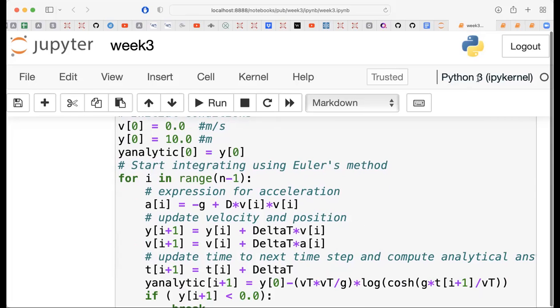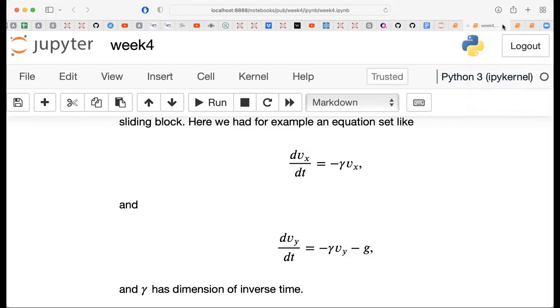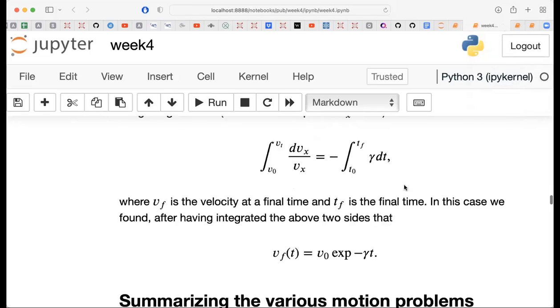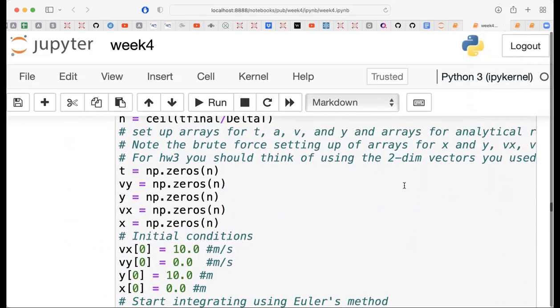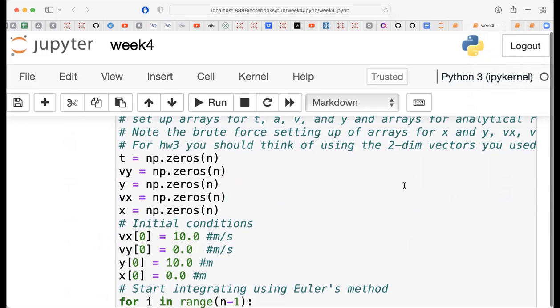Now, one thing you could do when you move to 2 dimensions, and now we need to look at the problem which we had on Monday. So if we look at the code, what you could do is simply to define the velocity in the y direction, the velocity in the x direction, the position in the x direction, and the position in the y direction. There is no problem in setting up a one-dimensional array in time for all the quantities you want to calculate.